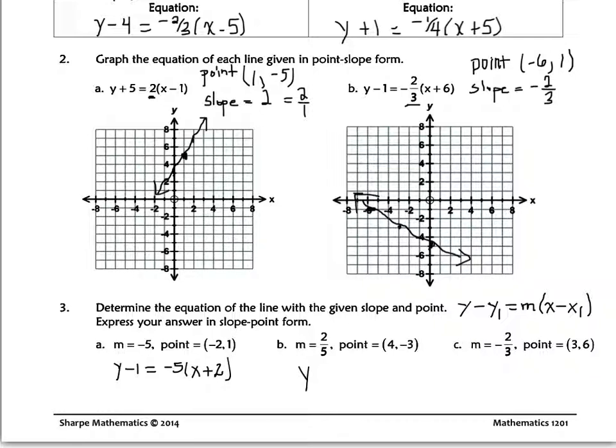This one would be y minus a -3 would become y plus 3 equals slope outside of x minus 4. And the last one would be y minus 6 equals slope, which would be -2/3, outside of x minus 3.